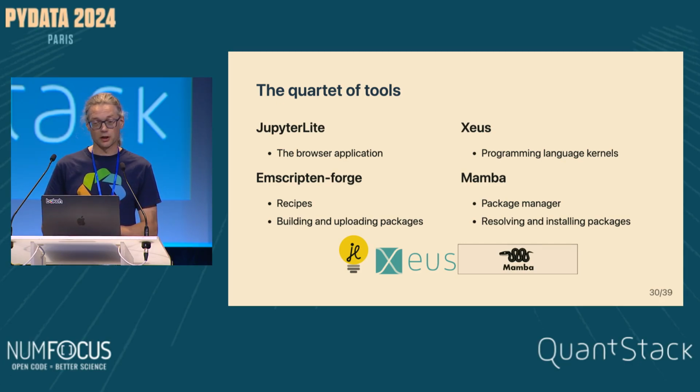So they are Xeus, which is a class of programming language kernels, Emscripten-forge, which we use to build and upload packages to make them available. And Mamba is the tool that works with Emscripten-forge as the package manager to help you resolve and install those packages. We'll go through them.